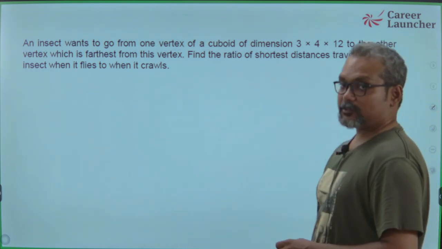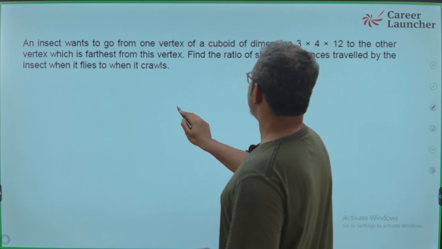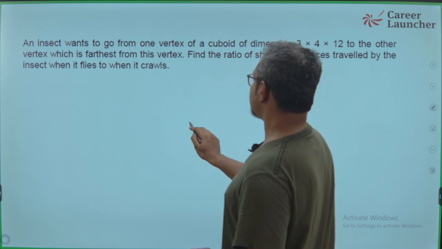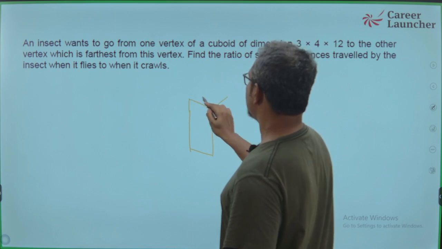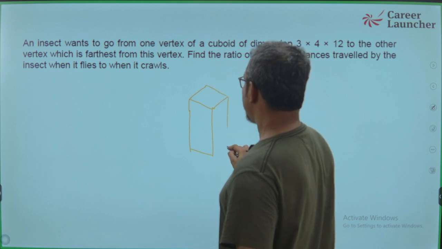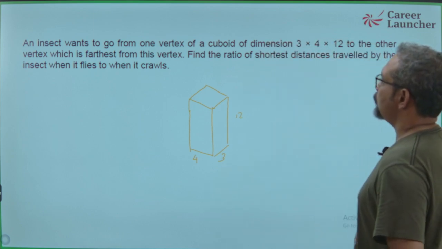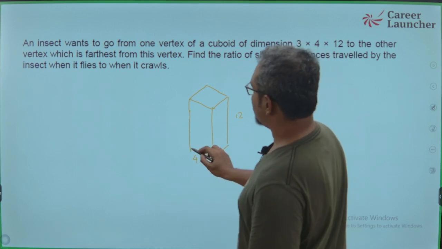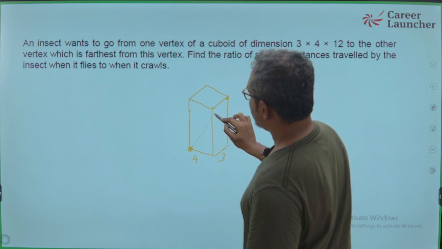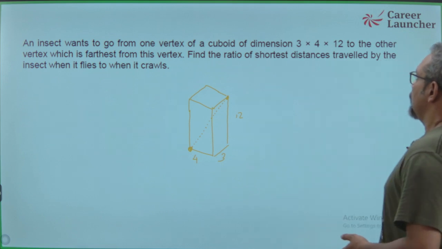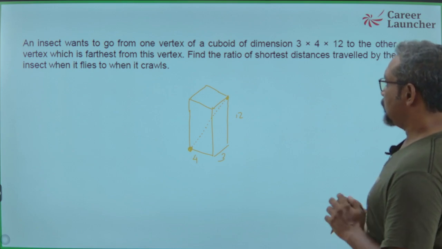Let's take a look at the next one. It says an insect wants to go from one vertex of a cuboid. So you have 3 by 4 by 12. Okay, so it's kind of a long cuboid. This is 3, that's 4, that's 12. It wants to go from one vertex to the other vertex furthest away. That means this point all the way here. We need the shortest distance traveled by the insect when it flies and when it crawls. The ratio you have to figure out.